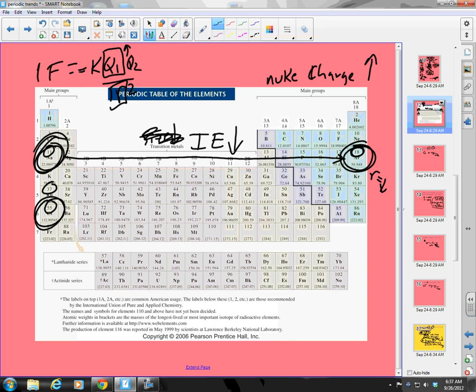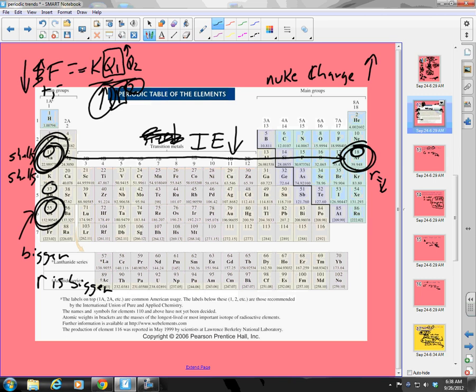So that would indicate that my force may go up, right? But what else is happening? As I go down, I'm adding shells, and if I add shells, that means my atom gets bigger. So my R is bigger in my Coulomb's law. Which of these do you think is going to have a bigger impact? My R is squared and my Q1 is not. So the net effect is, even though Q1 gets greater, my distance has a greater impact, and the force of attraction between my nucleus and my electron actually decreases.